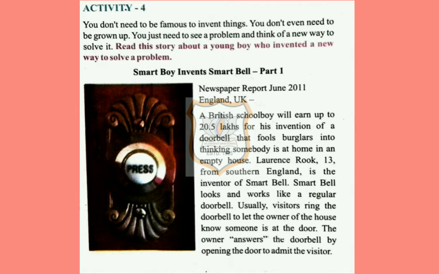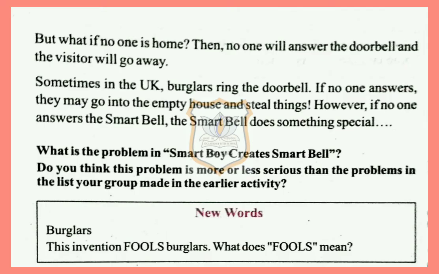A British schoolboy will earn up to 20.5 lakhs for his invention of a doorbell that fools burglars. Burglars means robbers, you can say, into thinking somebody is at home in an empty house. Lawrence Rook, 13, from southern England, is the inventor of Smart Bell. Smart Bell looks and works like a regular doorbell. Usually visitors ring the doorbell to let the owner of the house know someone is at the door. The owner answers the doorbell by opening the door to admit the visitor.